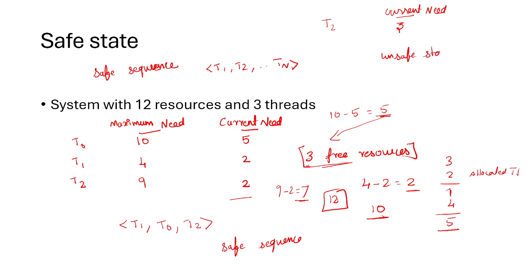In any order you try to complete the execution of threads, if not even one of the threads can complete its execution in any sequence, then the system is not in the safe state.